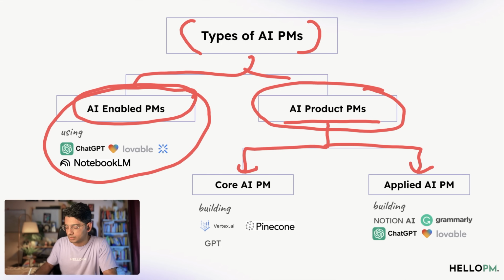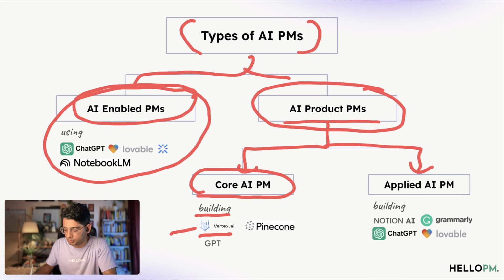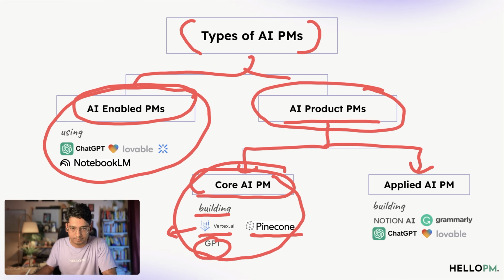The first part are the core AI PMs, which is the people who are extremely technical and they are building the capabilities of AI. For example, someone who is building Vertex AI, which is Google's infrastructure for building AI products. Then someone who is building Pinecone, which is a vector database to store the vector embeddings for any AI product. Or someone who is building models such as GPT, Llama, Whisper, they will also be considered core AI PMs.